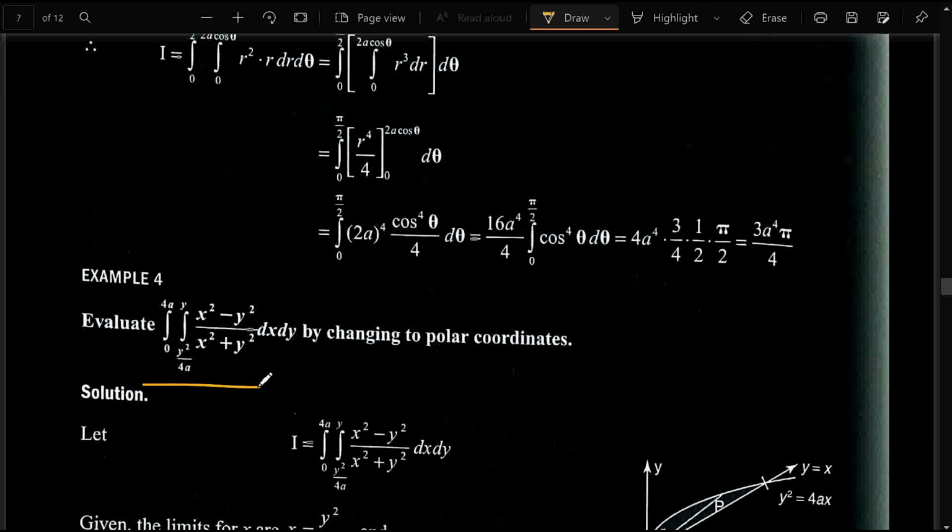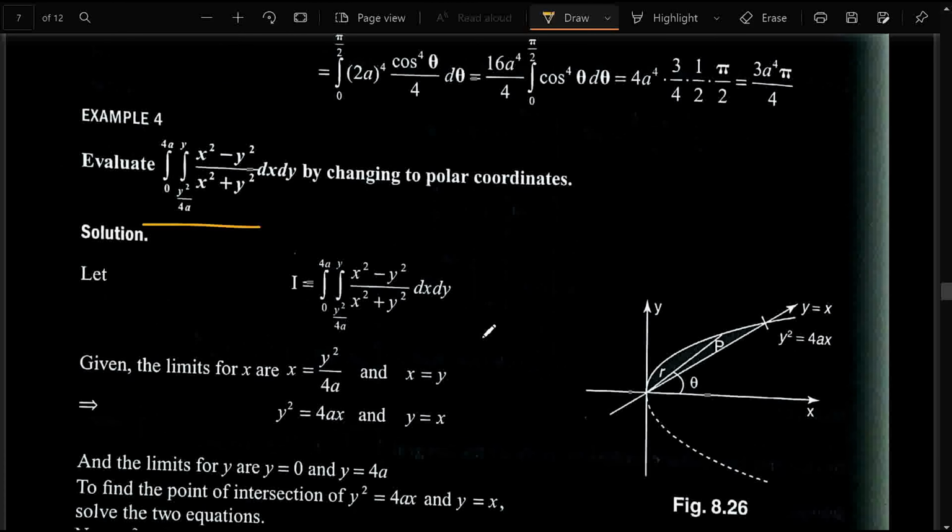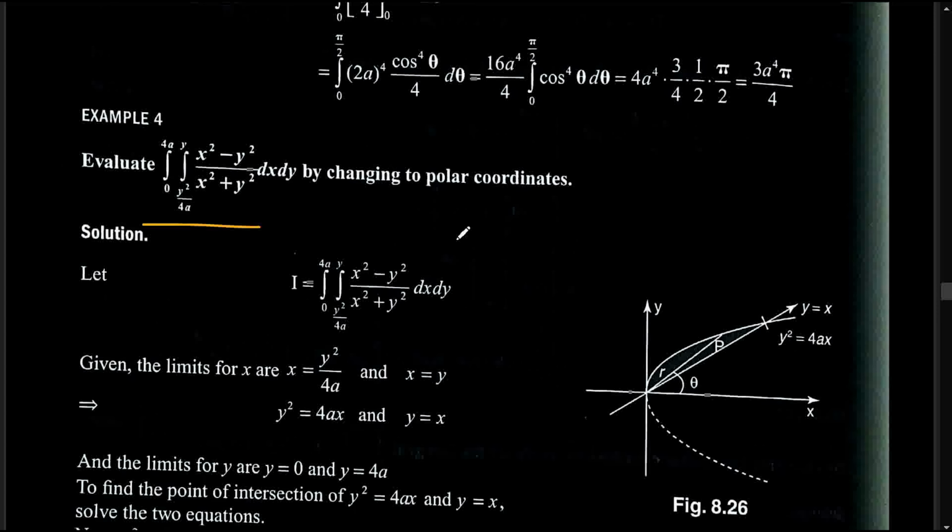Now this is another question on polar coordinates. If you see, this is x is equal to y square by 4a. So it looks like a parabola, so just mark the parabola, and then the line x is equal to y. X is equal to y is this line.